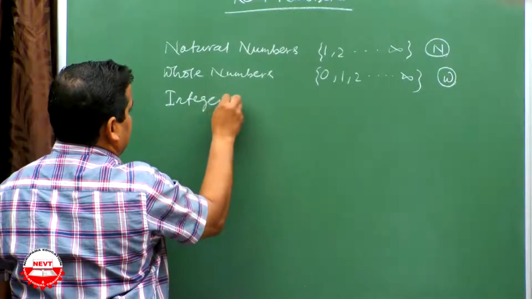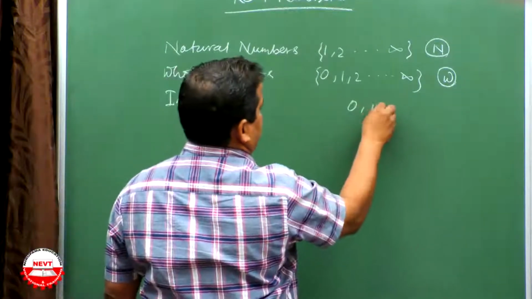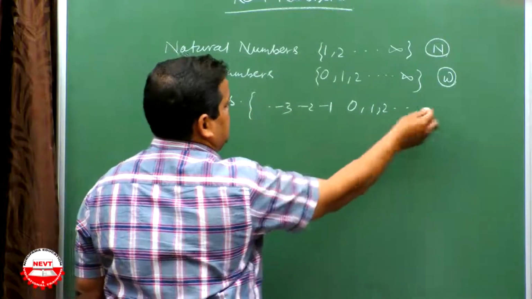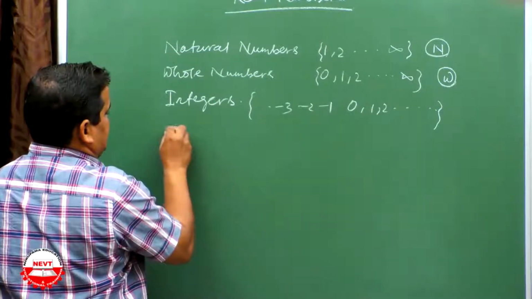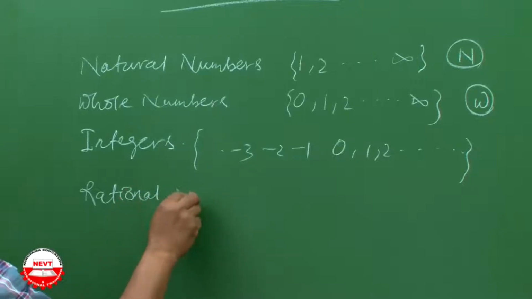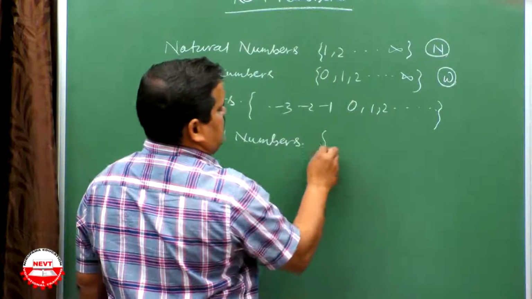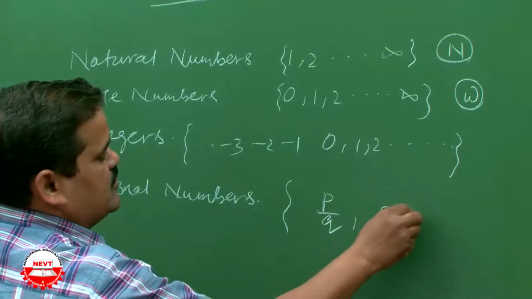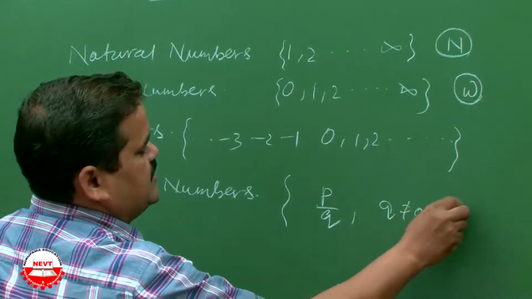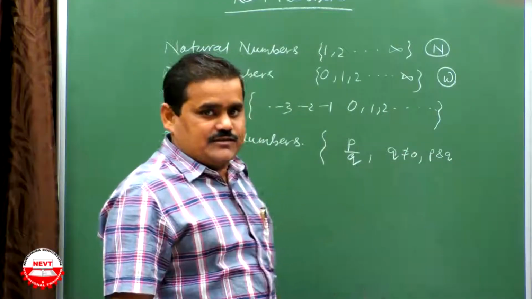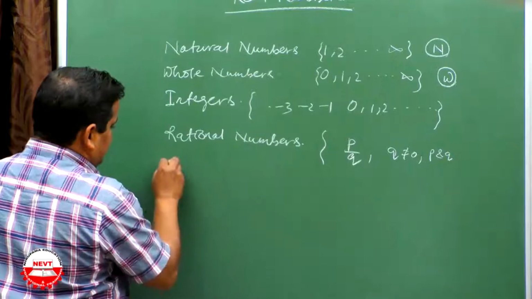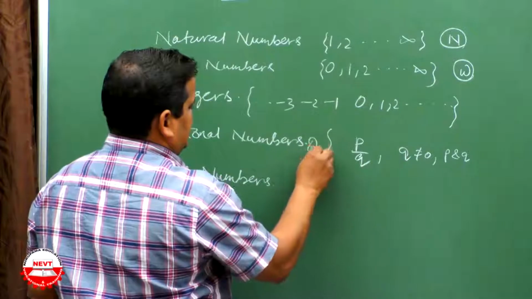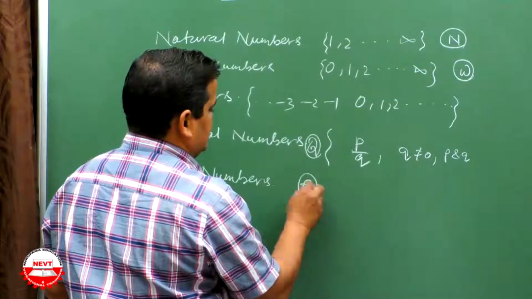Integers, that is 0, 1, 2 like this, minus 1, minus 2, minus 3 like this up to infinite. Then rational numbers. These are the numbers in the form of p by q, where q is not equal to 0, and p and q are integers. Then real numbers. This is the Q set, this is the R set.